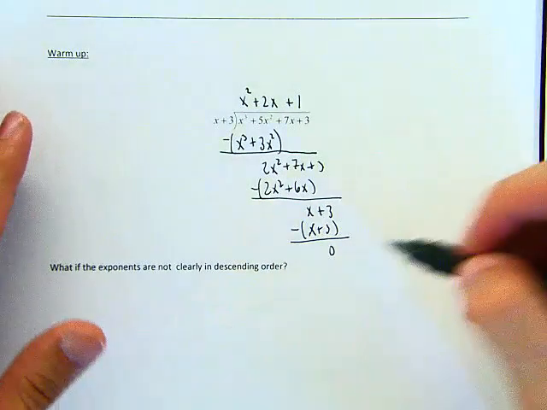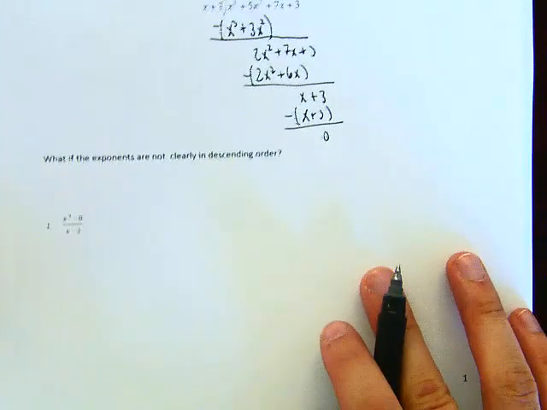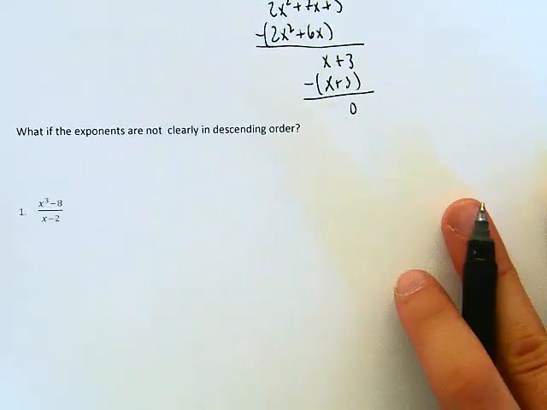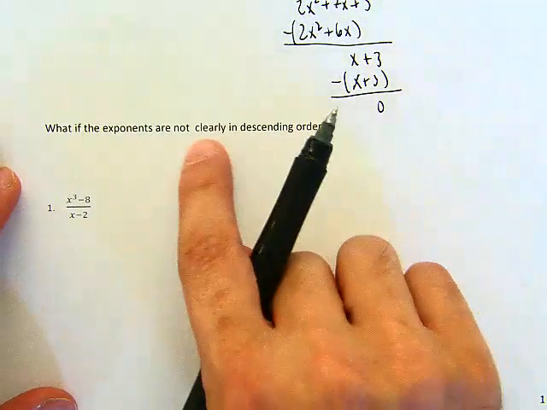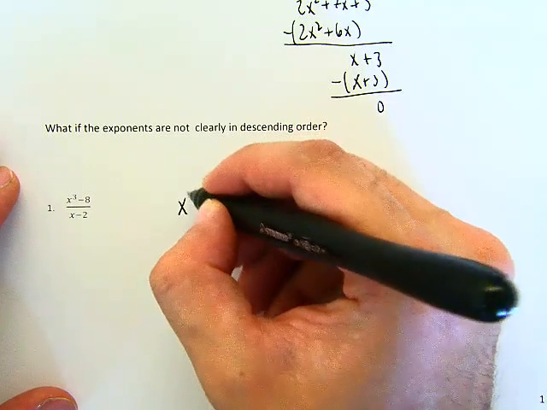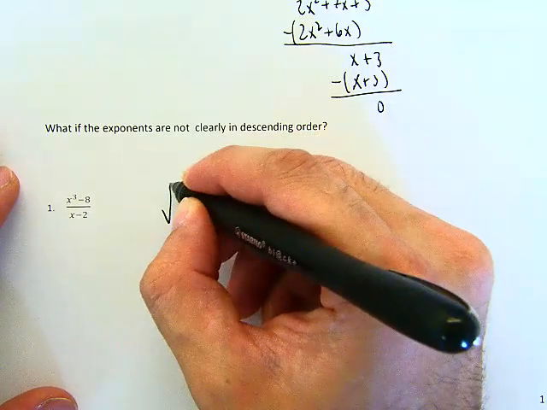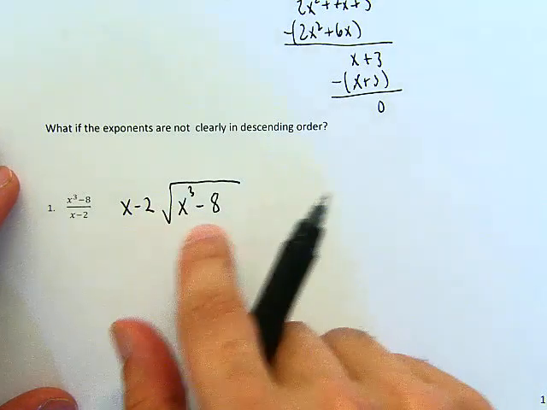All right, let's go into the next part. This is the real lesson that I wanted to show you. Let's say the exponents are not clearly in descending order. For example, if I have x cubed minus 8 and we're going to divide that by x minus 2, this is going to be business as usual.